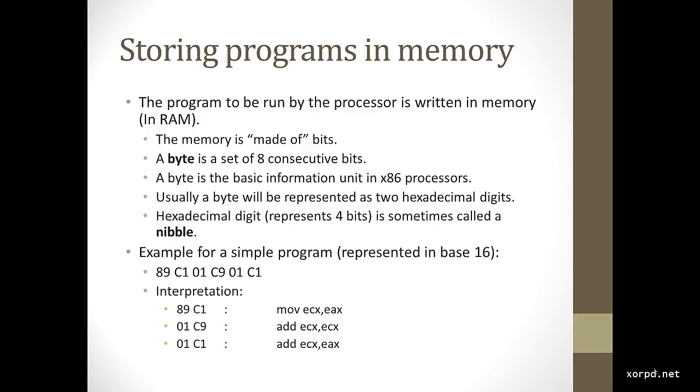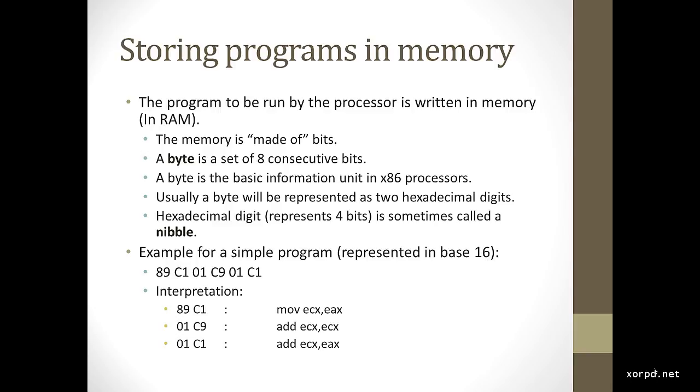Storing programs in memory. The program to be run by the processor is written in memory, inside the RAM. I remind you that RAM means random access memory. That is different, for example, from your hard drive, that big hard drive that has really lots of space. These days we have hard drives of maybe 1 terabyte. RAM is not that large. Usually you are going to have something like 4 gigabytes or 8 gigabytes of RAM. It usually looks like those long green cards.